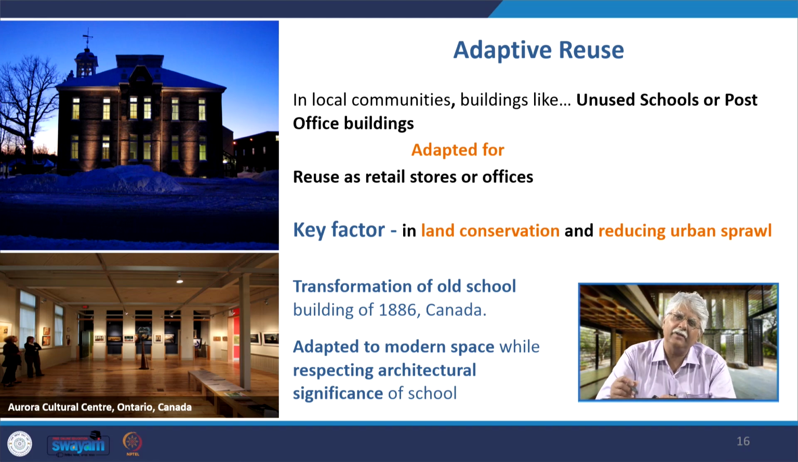In local communities, buildings like unused schools and post office buildings can be adapted for reuse as retail stores or offices. The key factor is that there is land conservation and also a reduction in urban sprawl, because you are not making a new building, you are adapting an old building for a new use, thus restricting the spread of urban sprawl. For example, here this is a school in Canada that has been transformed and adapted to a modern space while respecting the architectural significance of the old school.